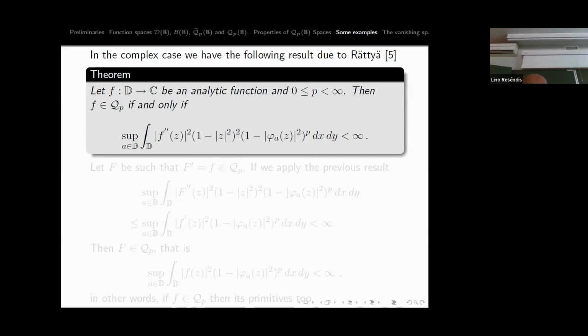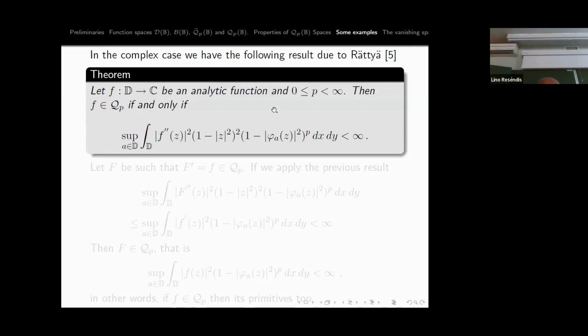First, we have the following. If we consider the classical Qp theory in the analytic case, then we have the following result. If f is defined in the unit disk, then f belongs to the Qp space if and only if we calculate this integral and it is finite. In the classical sense, Qp involves only the first derivative, its modulus squared, and we use the typical Green function.